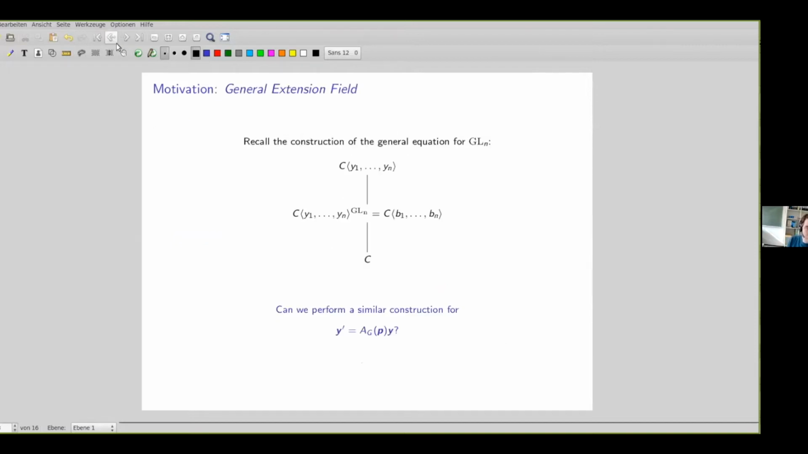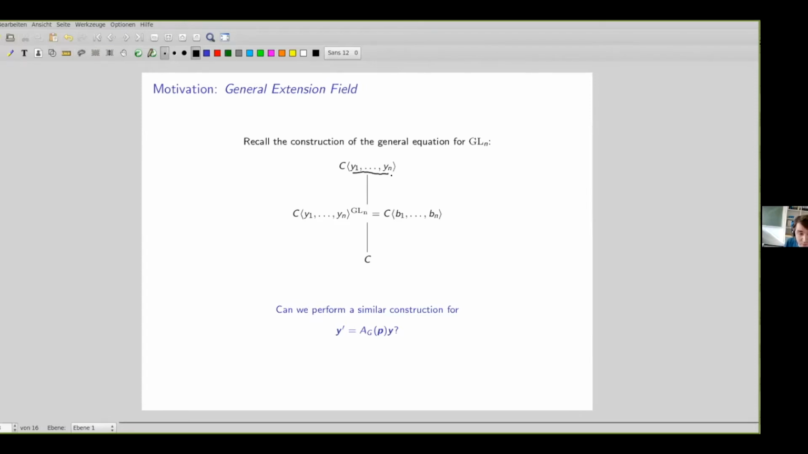So a related question to this is the existence of a general extension field for these equations. So what do I mean by that? There is a well-known example in differential Galois theory for a general extension field. That's the general equation for the general linear group. And how do we start there? So we start with n differential indeterminates and look at the field generated by them.